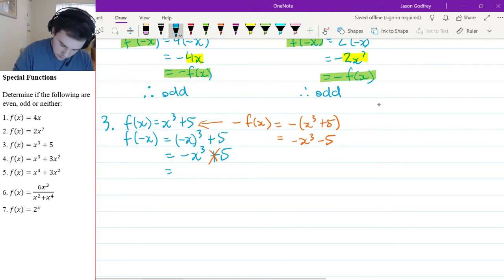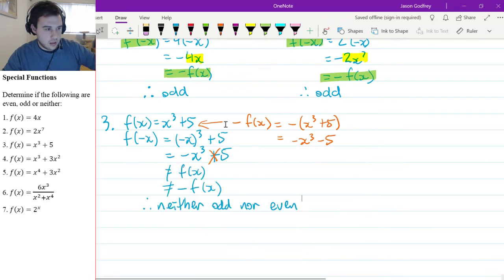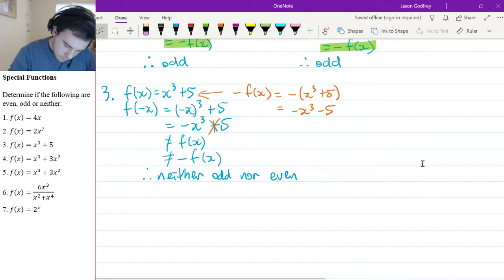Is it the original function? No, it's not the original function. It's also not negative of the original function, so it's not even and it's not odd. So therefore it's neither odd nor even. I would be checking that like I did here for the negative f of x, because you might get confused and go, oh yeah, x cubed plus 5, I've got a negative x cubed, but the whole function is x cubed plus 5, which if you chuck a negative out the front is negative x cubed minus 5, and we didn't have minus 5 there, did we? So that's a common mistake people might make there.